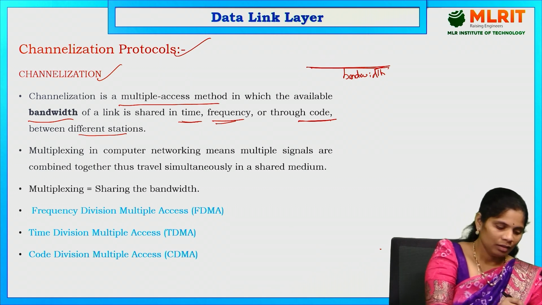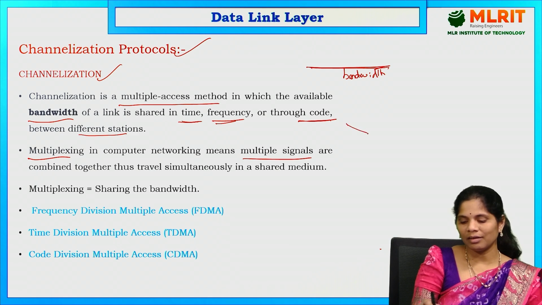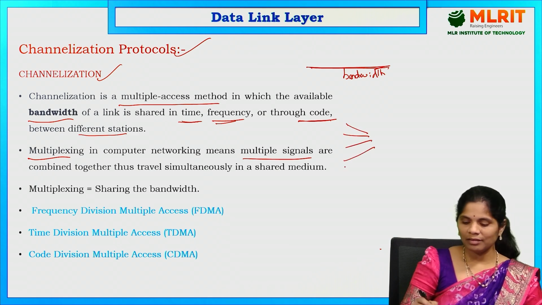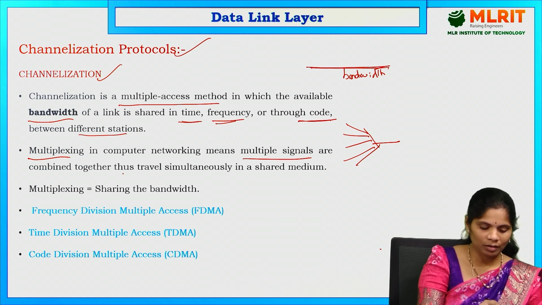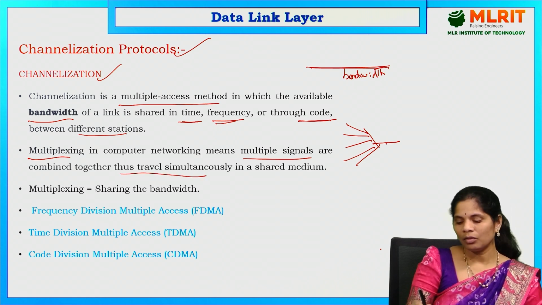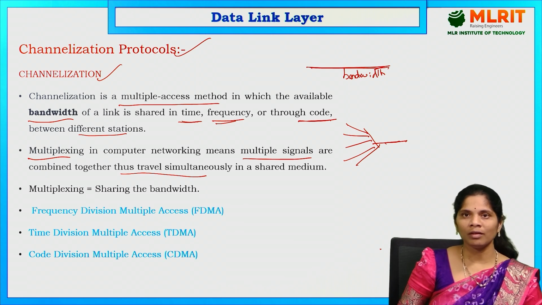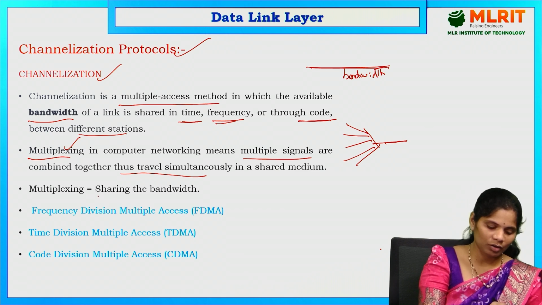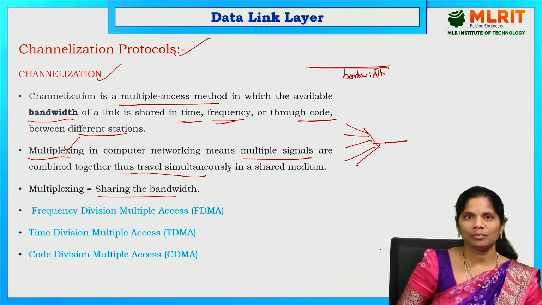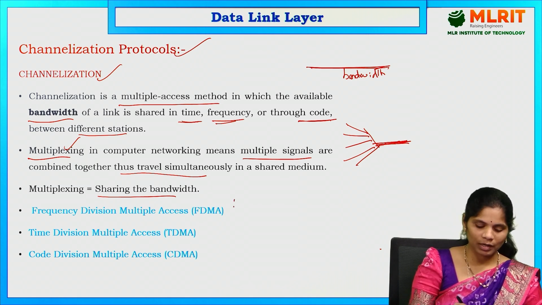See here, what is multiplexing? Multiplexing is about multiple signals. These are the multiple signals. All of these signals are combined together so that they can travel simultaneously over a shared medium. That is multiplexing. This multiplexing is mainly about sharing the bandwidth. That is multiplexing.